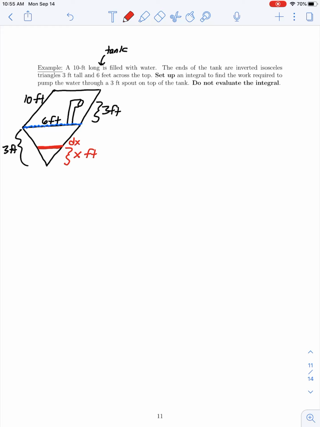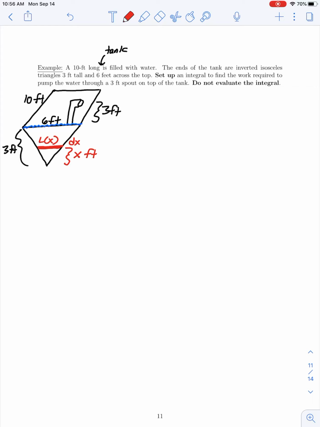So we can see from our figure that if I were to look at that slice, I would have a rectangular prism. And to find the volume of it, I would multiply its length by its width by its height. So of course, the slab is 10 feet long, the same as the length of our tank. It is dx feet deep, but I need to determine its length along this edge, which I'll call L of x. So how can I find L of x in terms of x?